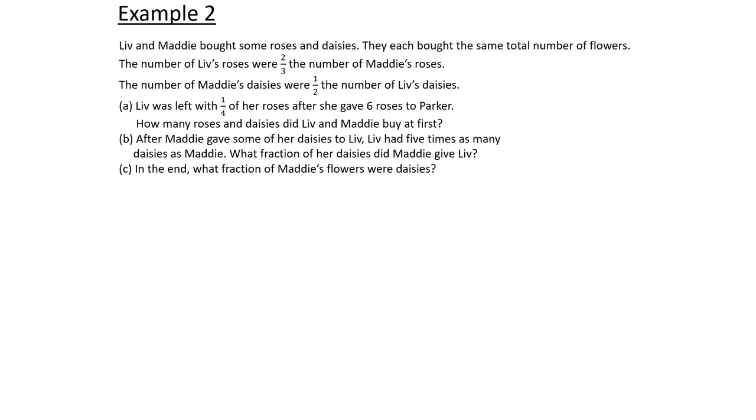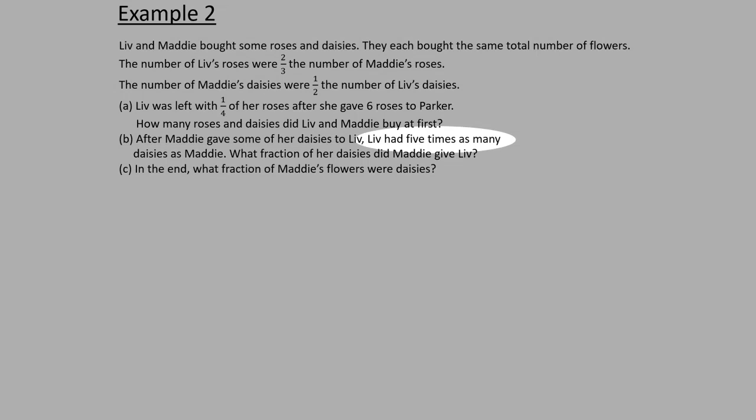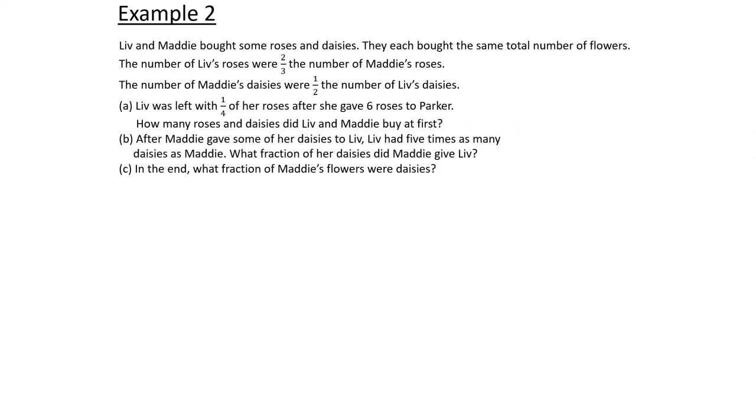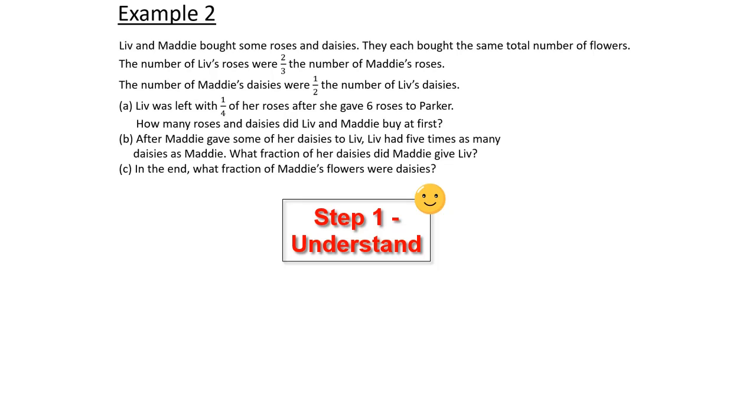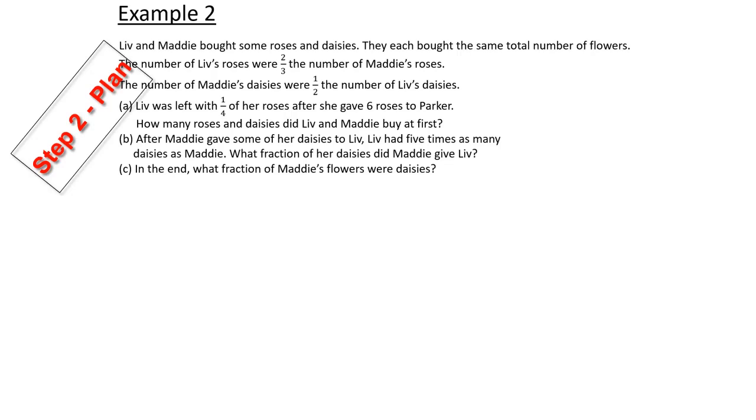Did the number of daisies Liv had change in the end? Yes, Liv had more daisies because Maddie gave some to her. We want to find out how many roses and daisies Liv and Maddie bought initially, the fraction of her own daisies that Maddie gave to Liv, and also what fraction of Maddie's flowers at the end were daisies. We've completed the first step. We understand the problem. Step 2.